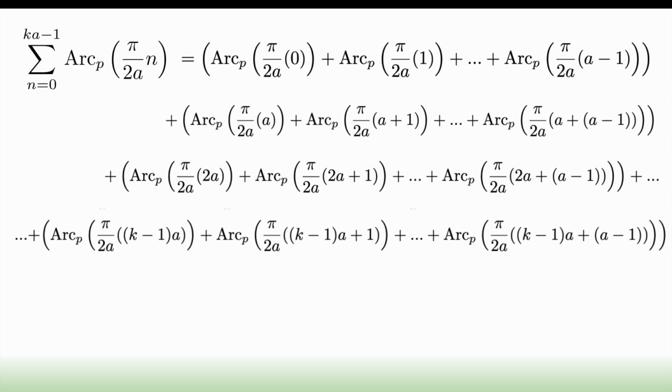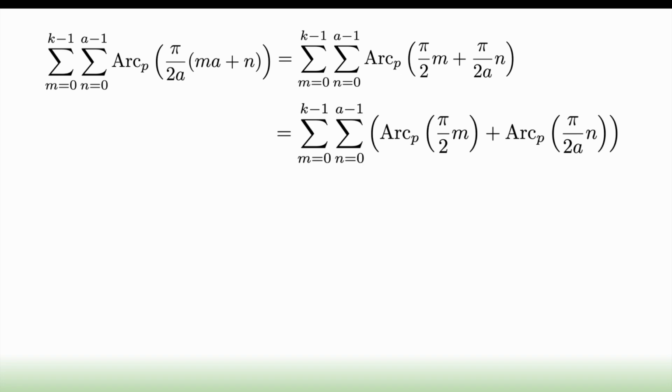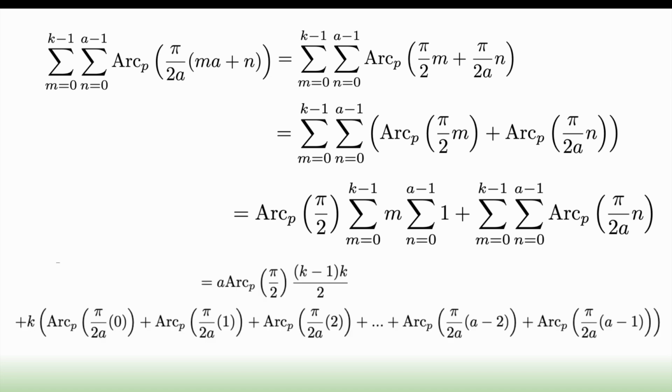This grouping makes it easy to see the way that we can rewrite the sum like this. Now we can distribute inside arc and use the complementary angle identity to separate it into two double sums. Now we want to expand both sums and notice that we can group these in a way that satisfies the complementary angle identity.